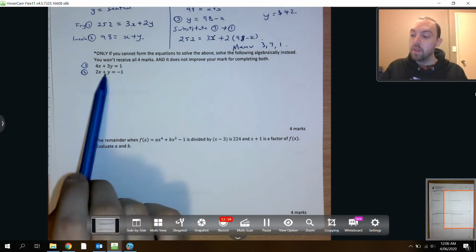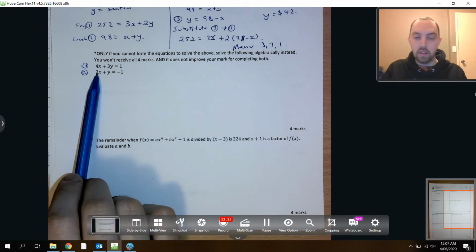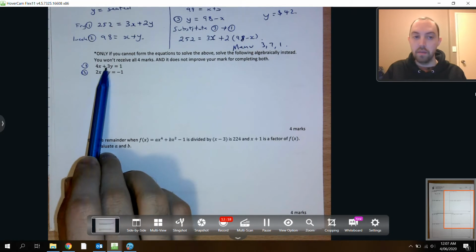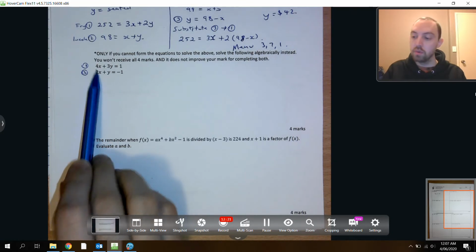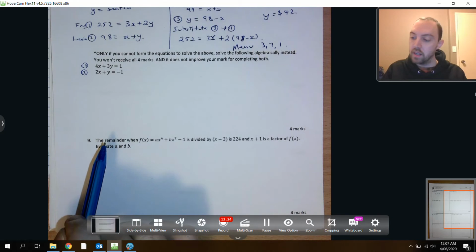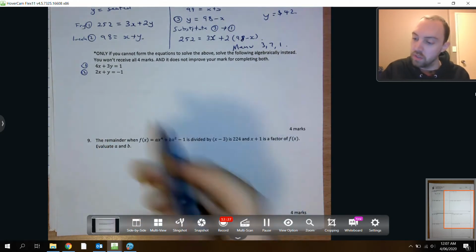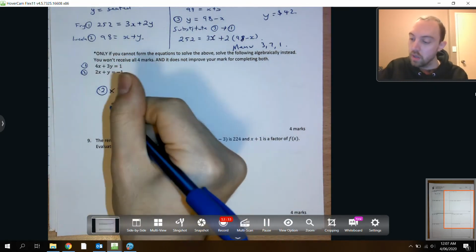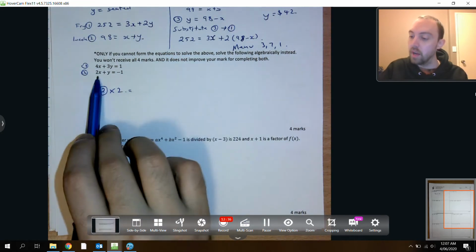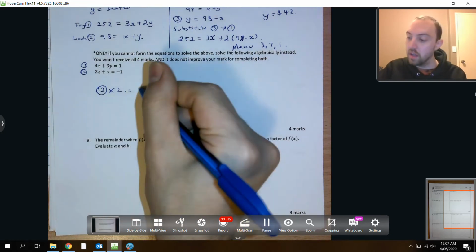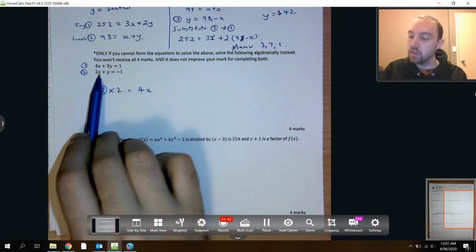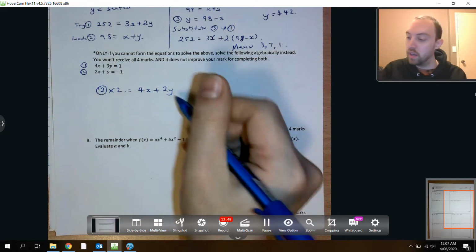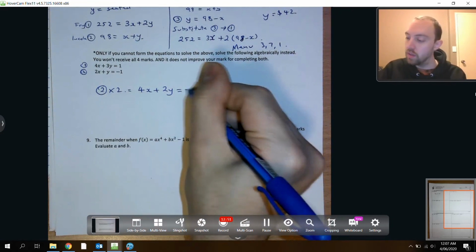Both of these are pretty simple to match the coefficients of both x or y. I can multiply 2 by 3 to get 3y, or I can multiply 2 by 2. 2 times 2 is 4. I'm going to go multiplying by 2. It's easier to double, so I'm going to go equation 2, and I'm going to times it by 2, which is equal to, and I need to times everything in here. 4x, 2x times 2 is 4x plus 2y, y times 2 is 2y, is equal to negative 1 times 2 is negative 2.